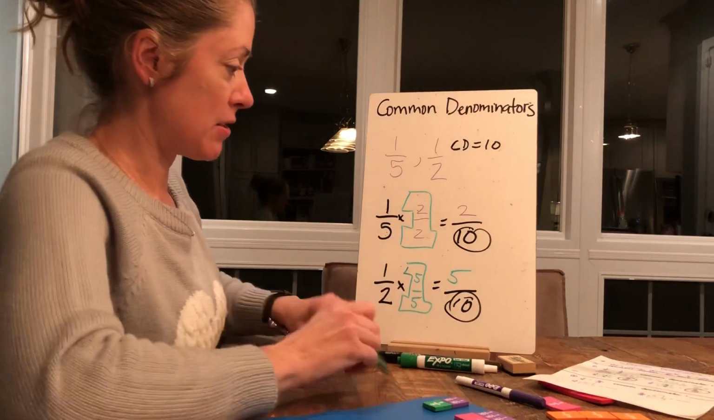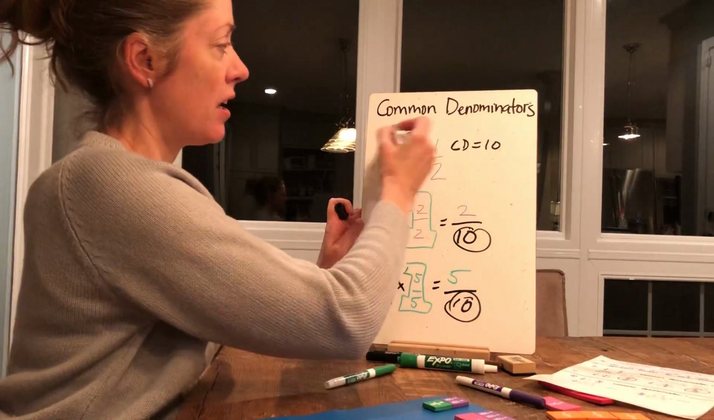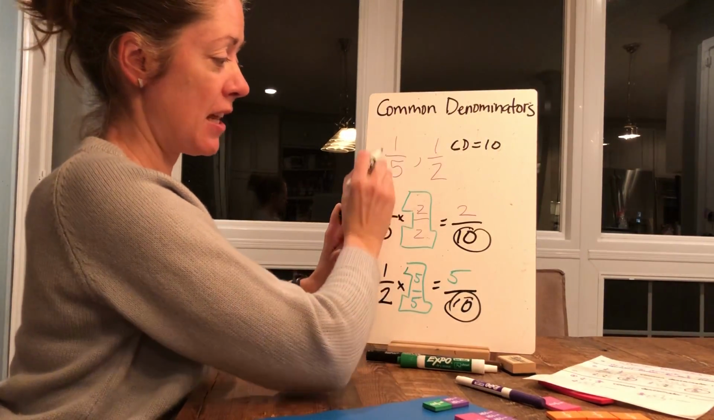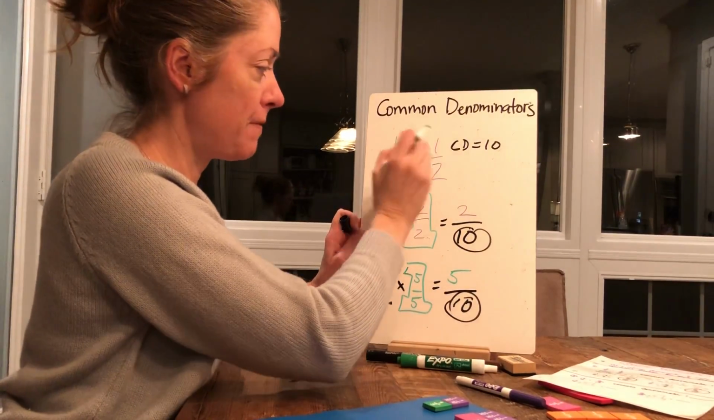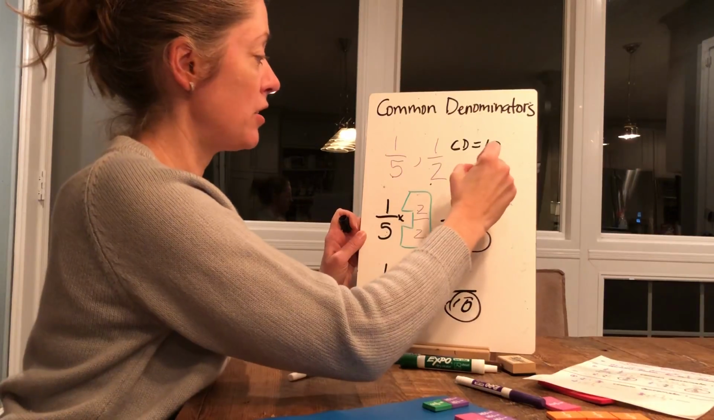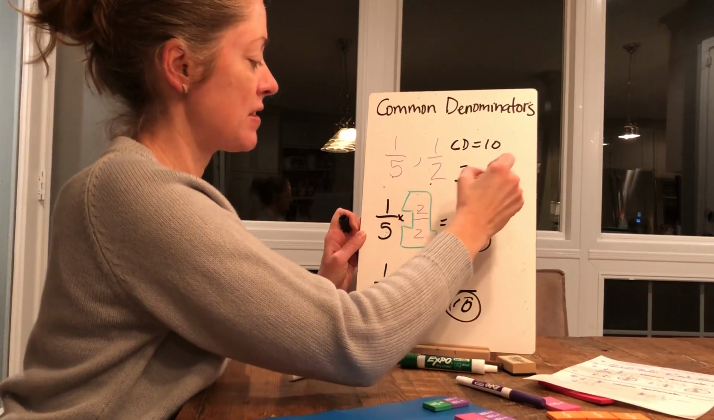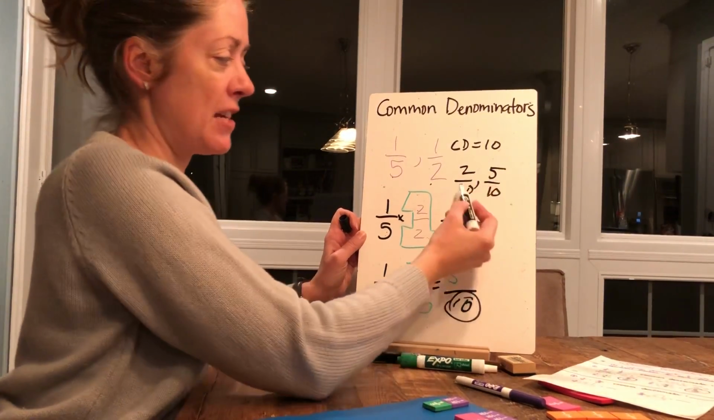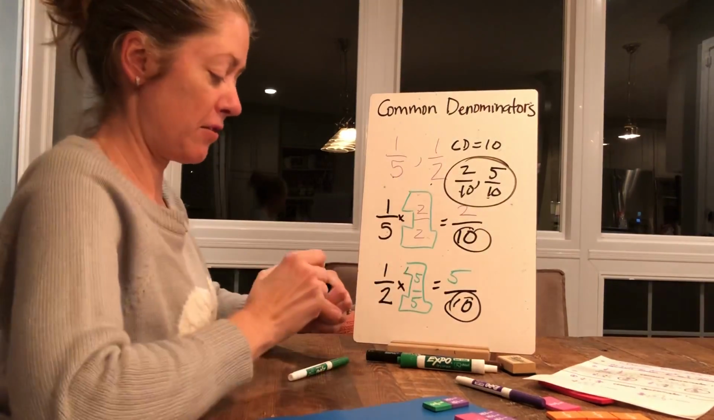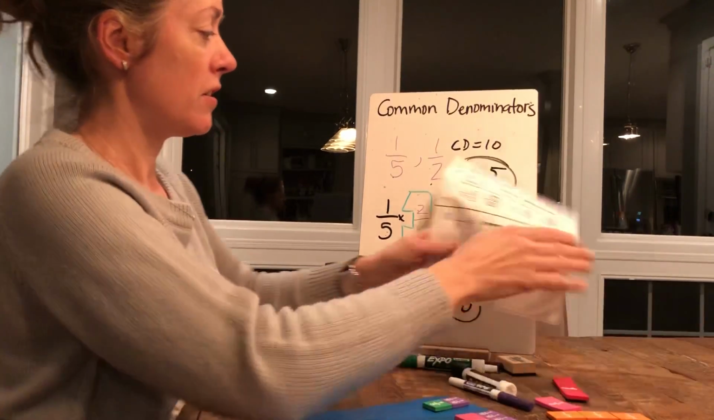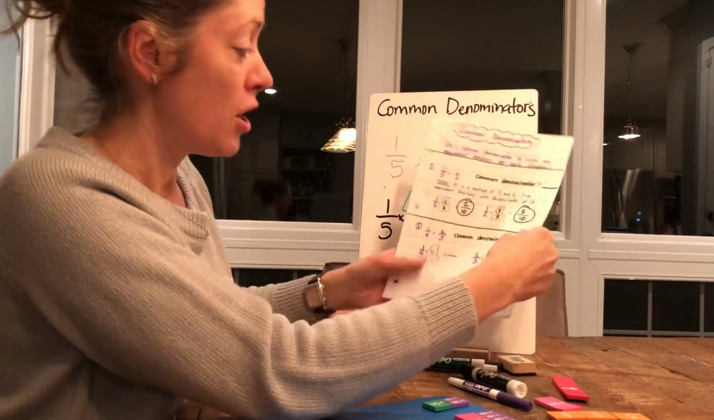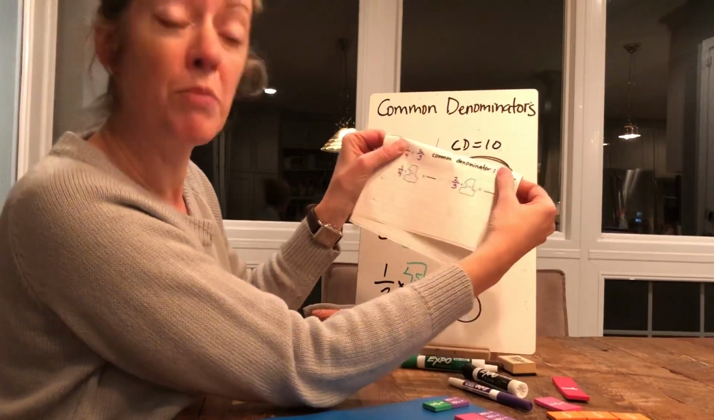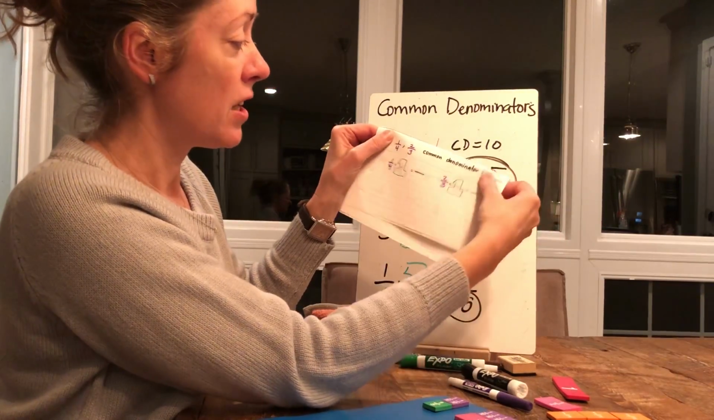So our final answer would be equivalent fractions. If I have to use a common denominator to find equivalent fractions for 1/5 and 1/2, I could do 2/10 and 5/10, and they have the common denominator. That's my final answer. And if you look on your paper, we have 2/10 and 5/10. You can fold this in half if it's too much for you to look at.